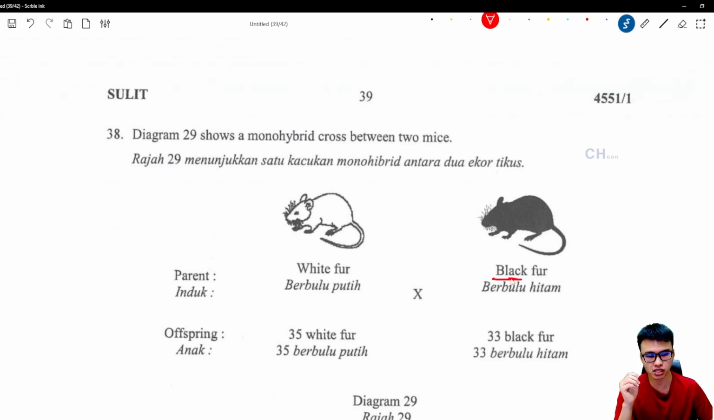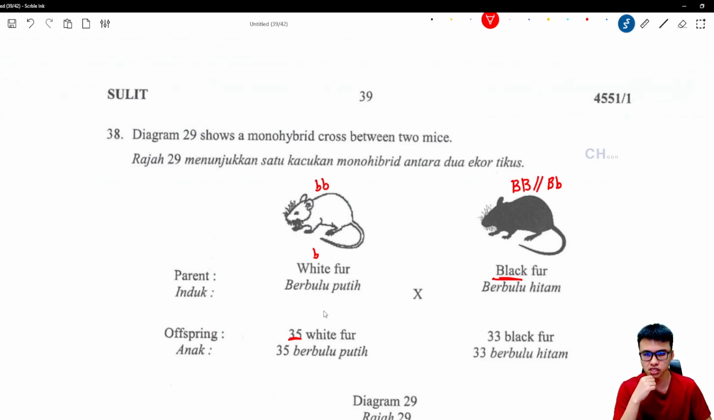So if the black fur is dominant, let's make it big B as the dominant allele. So the genotype of the black fur mice should be big B big B, or big B small b, either one. But for the white fur, since it is the recessive allele, the genotype of the white fur must be small b and small b. But then when we come to the offspring, you can see 35 of the white fur one will be produced, and 33 black fur will be produced as well. It's somewhere around a 1-to-1 ratio, correct? So 50%, 50%.